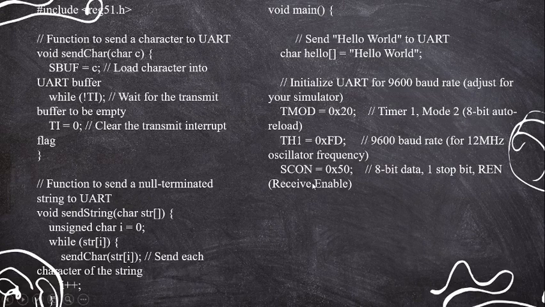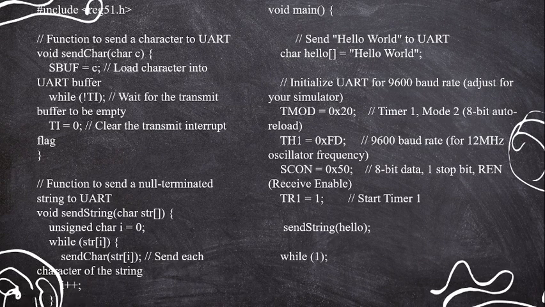Then next we are writing the SCON register with the value of 50, which is nothing but 8-bit data is to be transmitted, one stop bit and the receive enable. Then we will start the timer. Since it's going to be continuous, the baud rate would be continuously generated. Then we call the function send string hello, and then we stop the program with while(1). So this is the complete program.